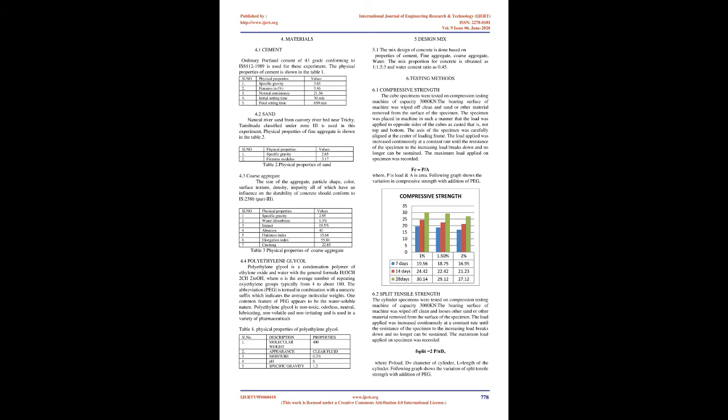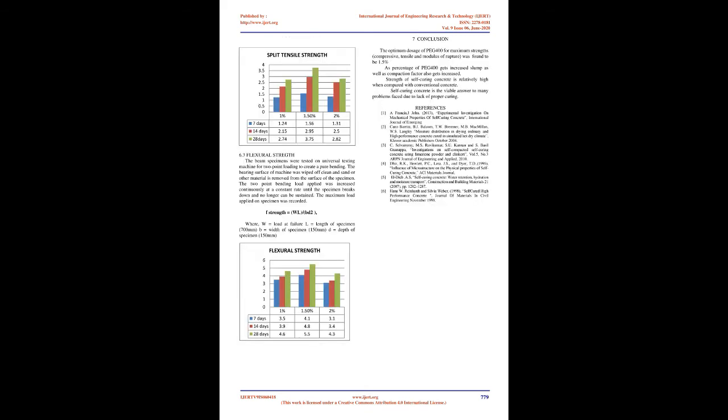The cube specimens were tested on a compression testing machine of capacity 3000 kN. The bearing surface of the machine was wiped clean and sand or other material removed from the surface of the specimen. The specimen was placed in the machine in such a manner that the load was applied to opposite sides of the cubes as cast, that is, not top and bottom. The axis of the specimen was carefully aligned at the center of the loading frame. The load applied was increased continuously at a constant rate until the resistance of the specimen to the increasing load breaks down and no longer can be sustained. The maximum load applied on the specimen was recorded.